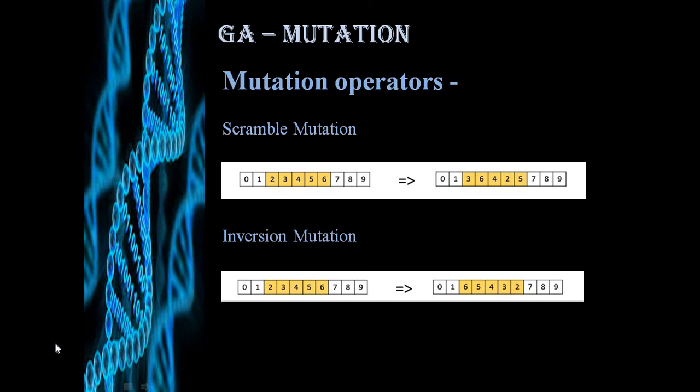Next is the inversion mutation. A diagram is shown for inversion mutation. As you can see, here we select a subset of genes and invert the entire string in the subset.